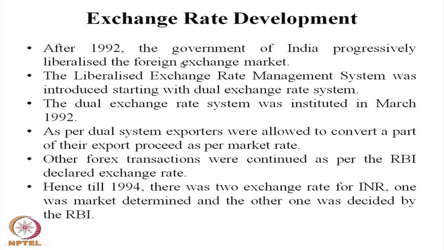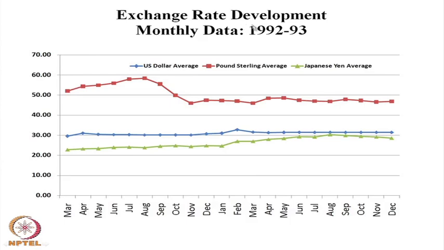If you see the rupee value during that time, I have taken the monthly data from 92 to 93, nearly 2 years of data. You see the US dollar in the blue line was around 35 rupees, 34, 32 rupees and moving like that. Similarly, pound sterling was also moving like this, there was a decline in pound sterling value, and the rupee appreciated against pound sterling. However, the rupee remained at 32, 33 against the US dollar, and against the Japanese yen, the rupee was depreciating.